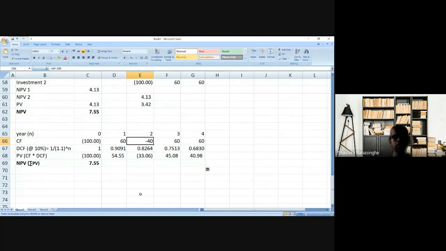Now, the difference is in the first year you are investing 100, in the second year you're getting cash inflows of 60 and you're investing 105. Then you get inflows after that of 60 in years 3 and 4. So you calculate your discounting factor and the present values, and you end up with a net present value of 3.4, which is now less than what you originally got.